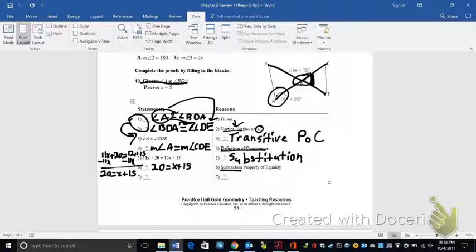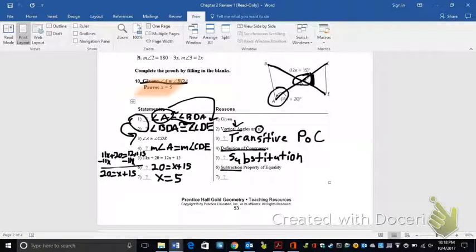Okay, so now when we're looking at that last step, notice that both the step and the justification are blank. This is something I want to drill into you guys: the last step of a proof should always be what we're trying to prove. So here we're trying to prove x equals 5. So we should be able to just go ahead and plug in x equals 5 there.